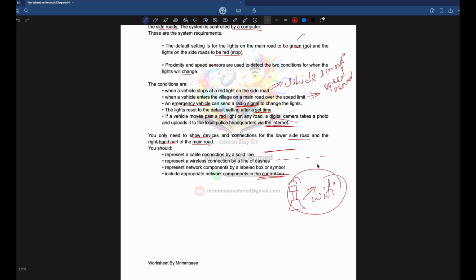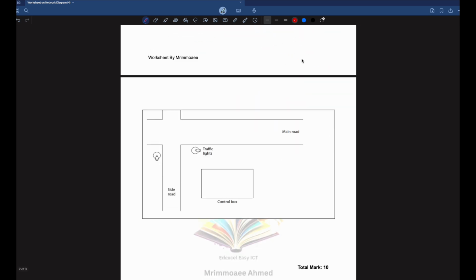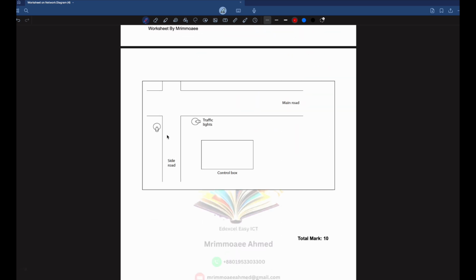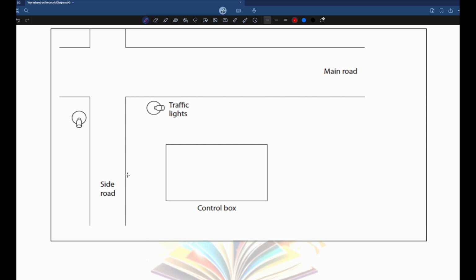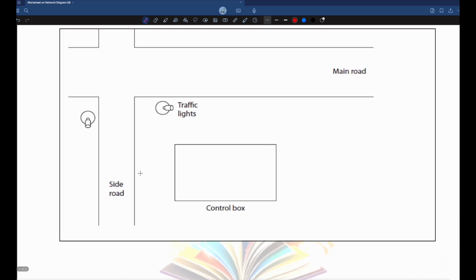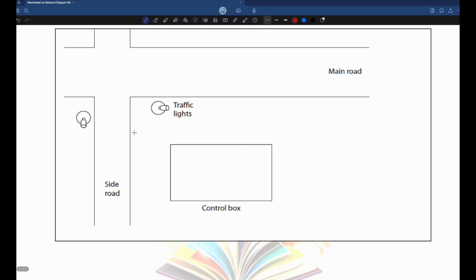So first of all, we find out that when a vehicle stops at a red light on the side road, it can understand, right? So this is a vehicle sensor. That means we need a vehicle sensor here. So if I just increase this one a bit more, then there will be a vehicle sensor here, right? Always label it vehicle sensor. Okay.